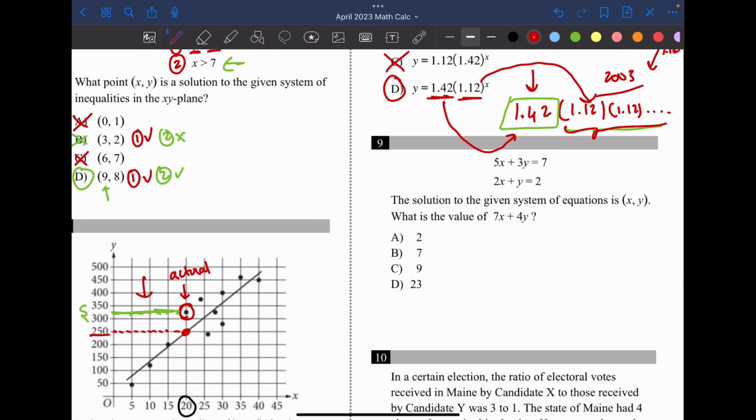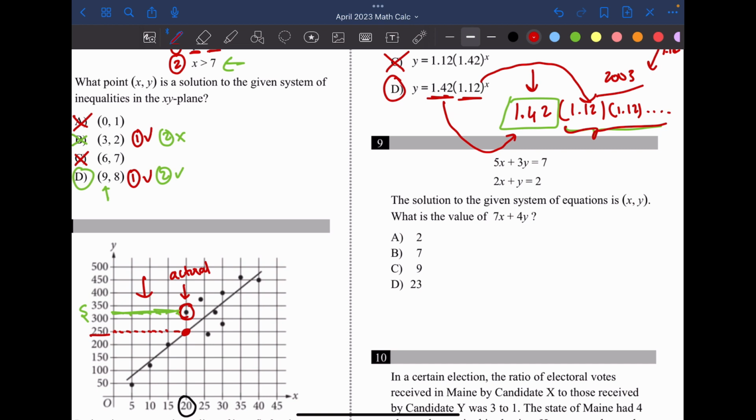Question 9. 5x plus 3y is equal to 7, and 2x plus y is 2. The solution to the given system of equations is x comma y. What is the value of 7x plus 4y? Okay, so this requires experience of you doing these types of questions before, but the only way you can see this is if you have done something like it before.